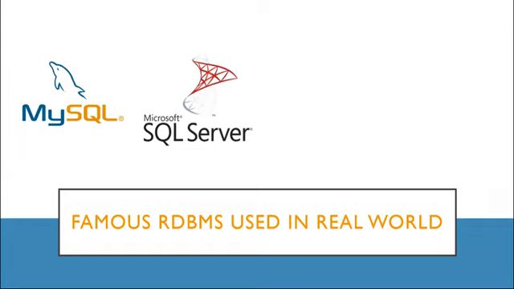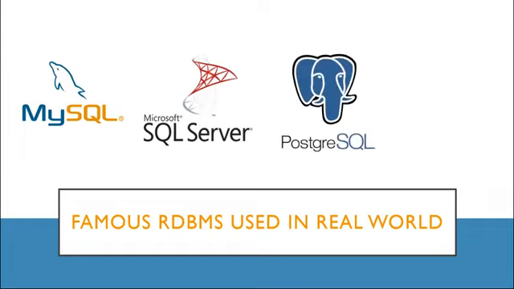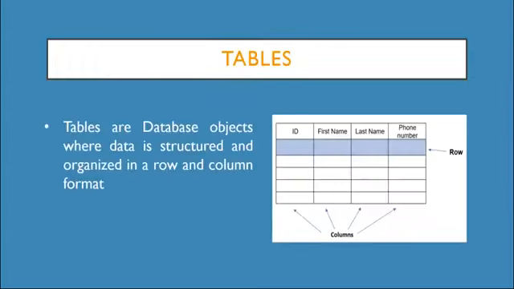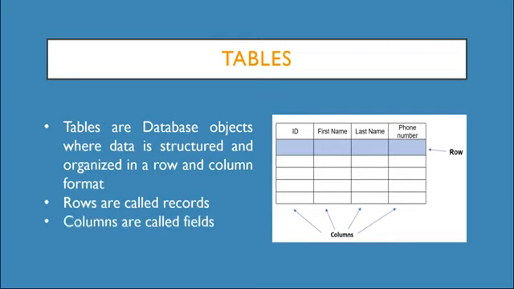We have Microsoft SQL Server, PostgreSQL, Oracle Database, etc. So what are tables? Tables are database objects where data is structured and organized in a row and column format. As you can see here, the horizontal line in blue represents a row, or it is also called a record. And columns are called fields, or the vertical lines. So we have ID, first name, last name, and phone number. These are called columns or also fields.